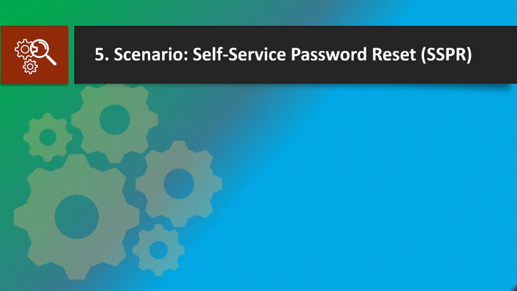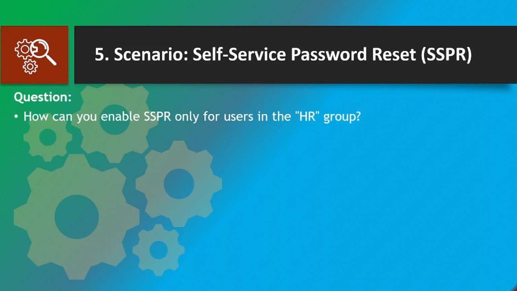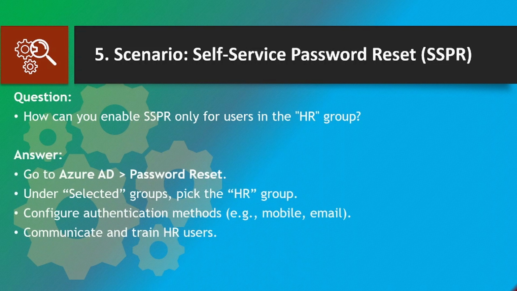Moving further. Fifth scenario, self-service password reset, SSPR. Question: how can you enable SSPR only for users in the HR group? Answer: go to Azure AD password reset. Under selected groups, pick the HR group. Configure authentication methods, for example, mobile, email. Communicate and train HR users.